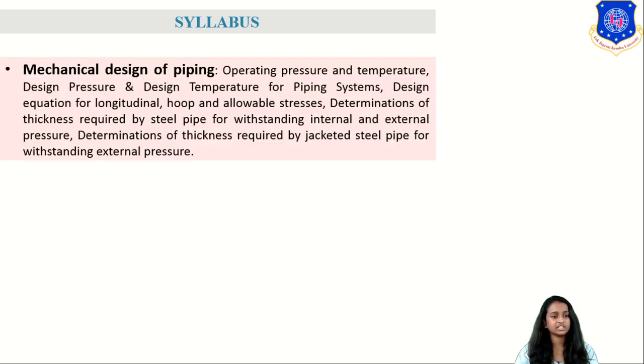Then in the fourth chapter, mechanical design of piping, we will discuss operating pressure and temperature, design pressure and temperature for piping system, then design equation for longitudinal, hoop and allowable stress. Then we will discuss determination of thickness required by steel pipe for withstanding internal and external pressure. Then determination of thickness required by jacketed steel pipe for withstanding external pressure.